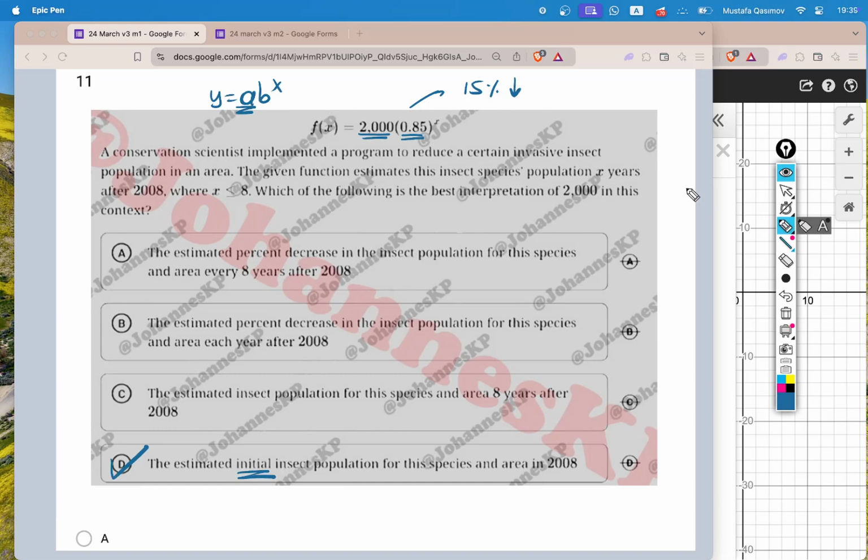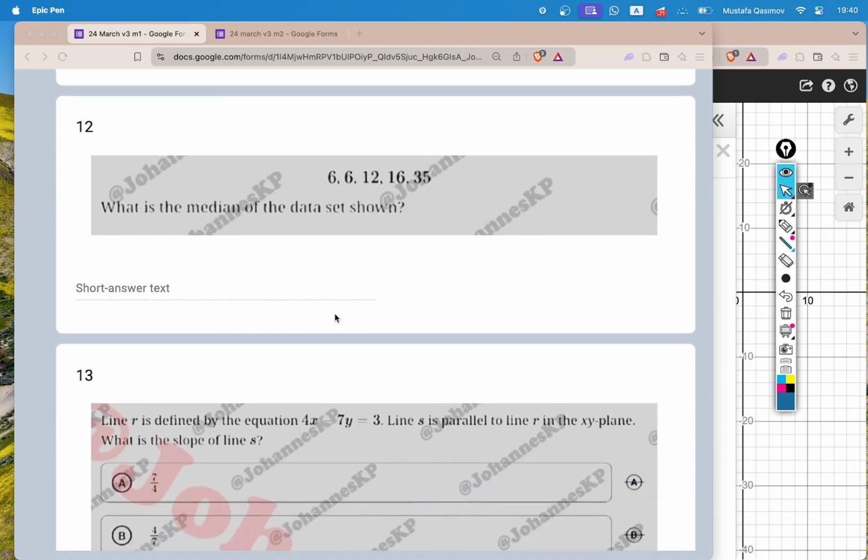How to find 15%? I say 10, it is 15. You have to subtract 1, then multiply it by 100, like this. So it will be 15. Median, you can write to decimals, but it is just 12.